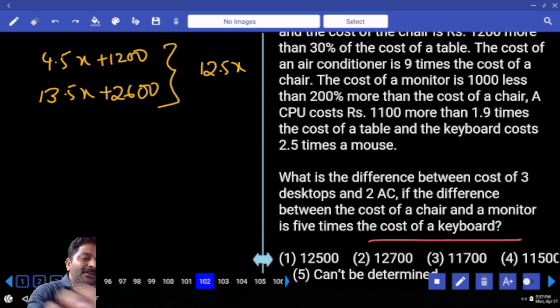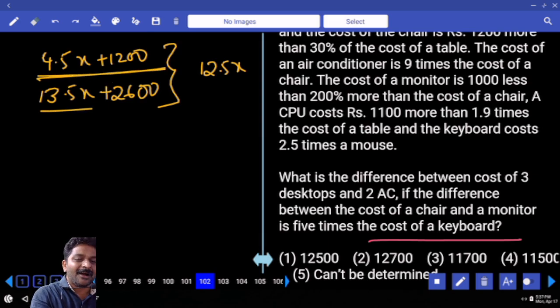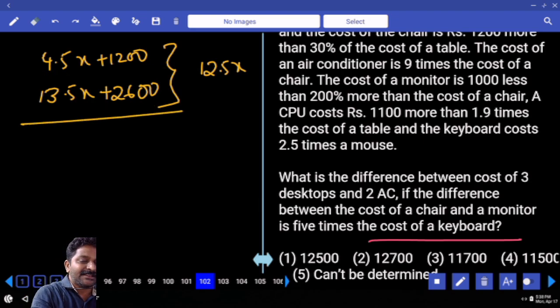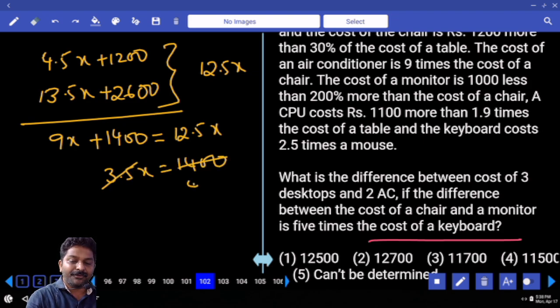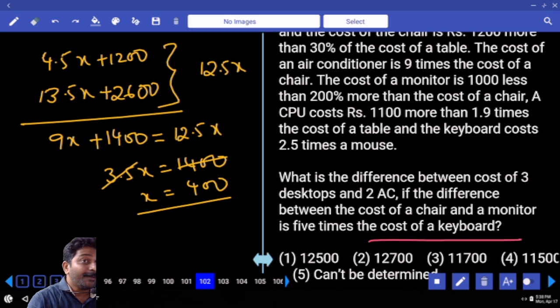Difference. Now when you have your own common sense, observe these two numbers. Which is the bigger one? The second is the bigger one only. So from the second one you need to subtract the first one. Now in terms of x, 9x plus 1400 is equal to 12.5x. 3.5x is equal to 1400. 3.5, 4 times is 14, 2 zeros. That means here also we got x is equal to 400. Previous question, now also we have 400.